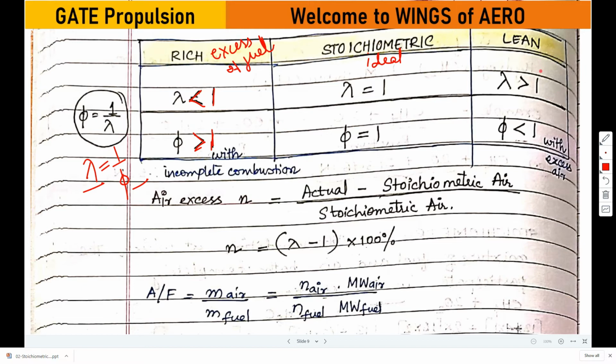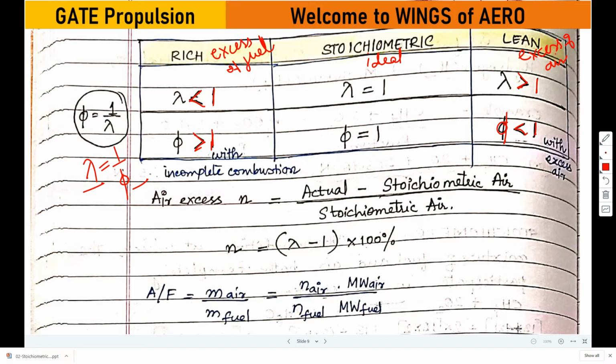Then lean mixture means when we have the excess of air. When do we have the excess of air? When lambda, that is the stoichiometric ratio, is greater than 1 and the equivalence ratio is less than 1. So you do have to remember this part.